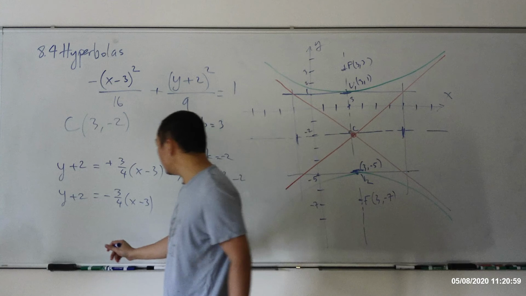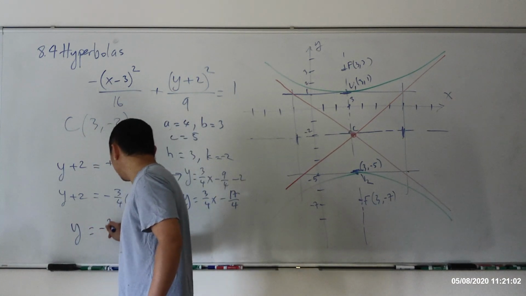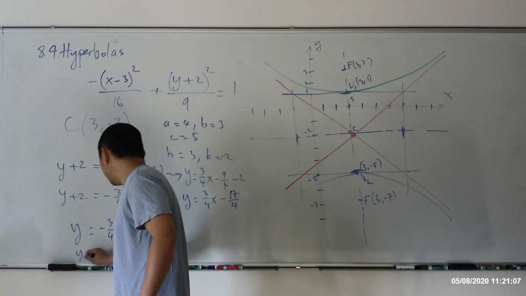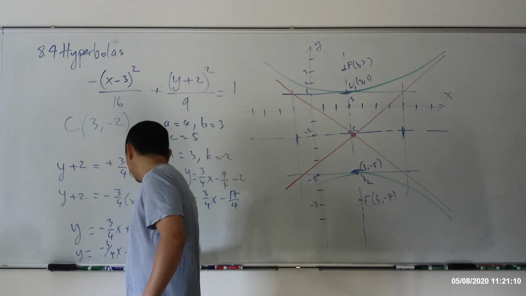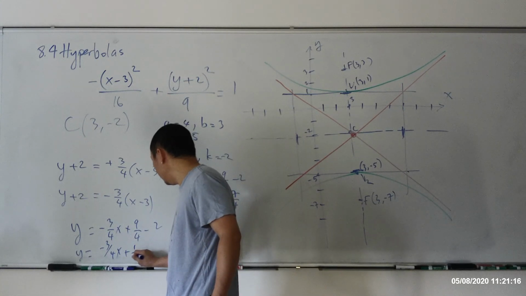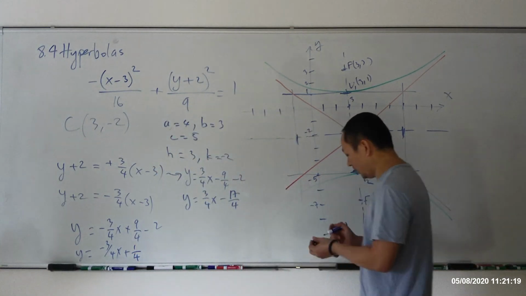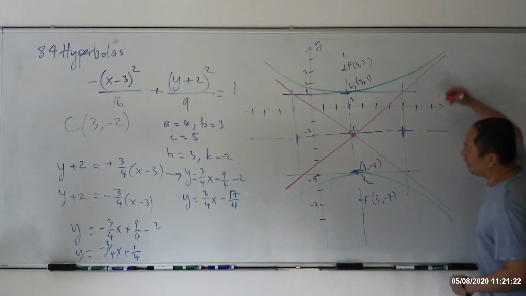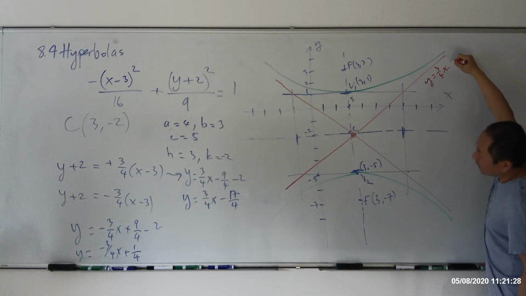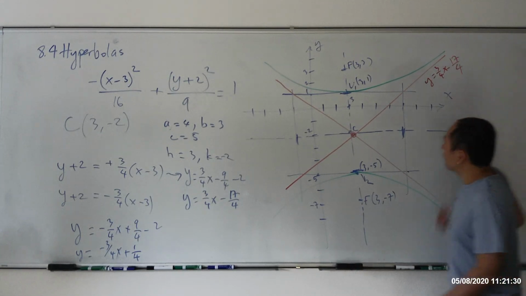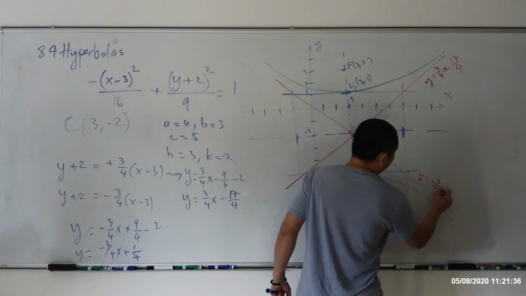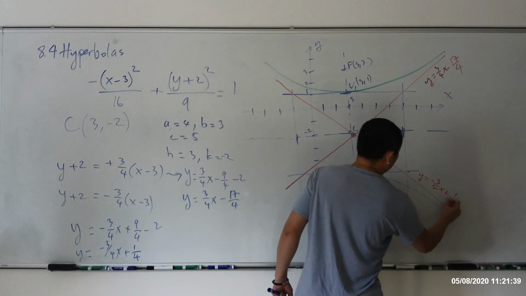Okay? The second equation right here, y is equal to -3 over 4x plus 9 over 4 minus 2. So y is equal to -3 over 4x, plus 2 is 8 over 4, plus 9 over 4 is going to be 1 over 4. Okay. So we have two equations for the two asymptotes. This one right here is y equal to 3 over 4x minus 17 over 4. The second line right here is y equal to -3 over 4x and then plus a quarter.